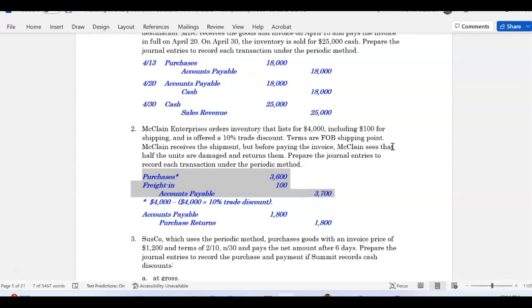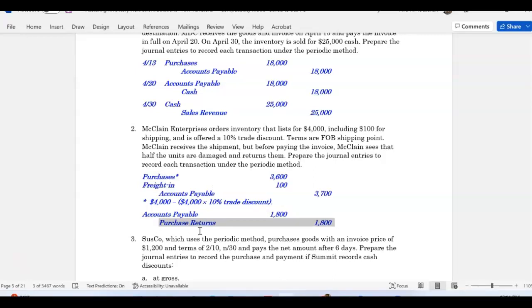Okay, McLean says that before paying the invoice, McLean says that half of the units are damaged and returns them. Okay, if half of it is returned, then half of $3,600 inventory is $1,800. So accounts payable will be reduced by doing debit, and you recognize a purchase return of $1,800. Purchase return is a contra account to purchase.